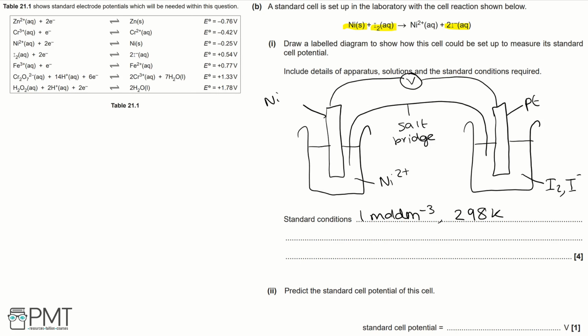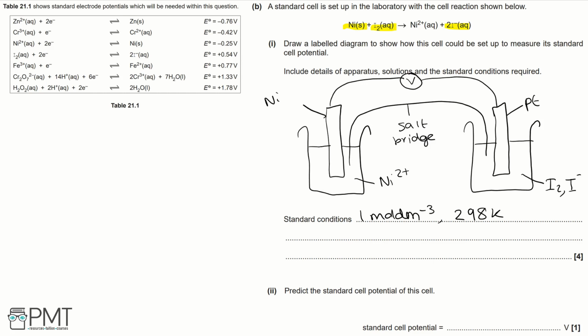To get the 4 marks for this question, you get 1 mark for having a voltmeter and salt bridge, 2 marks for 2 correct half cells, so that's 1 mark for each correct half cell, and then you get your 4th and final mark for the standard conditions being correct.